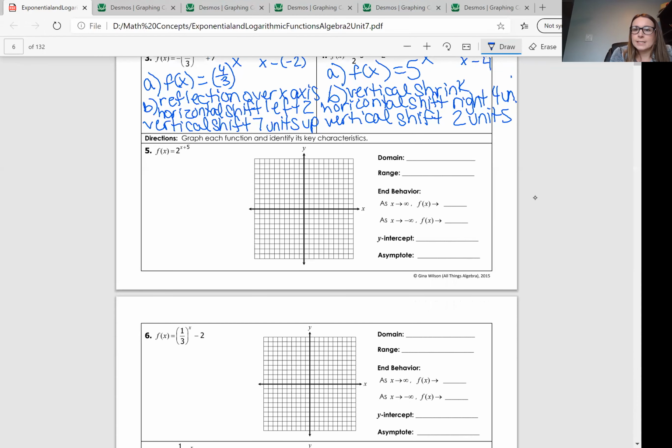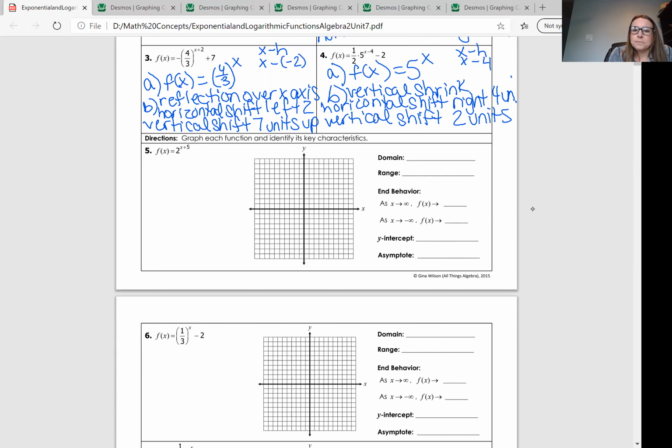I did type in all the equations just so I could save you some time. If you want me to make another video on how to use Desmos, just let me know.